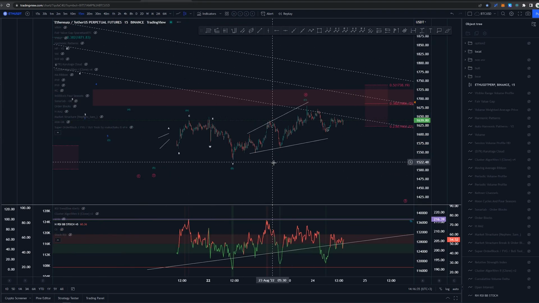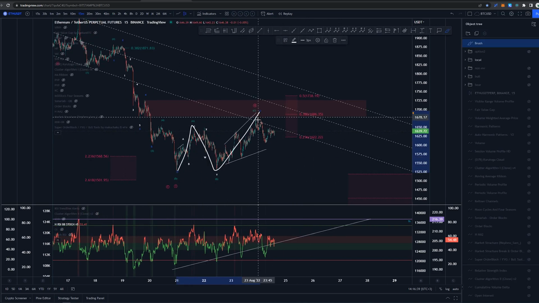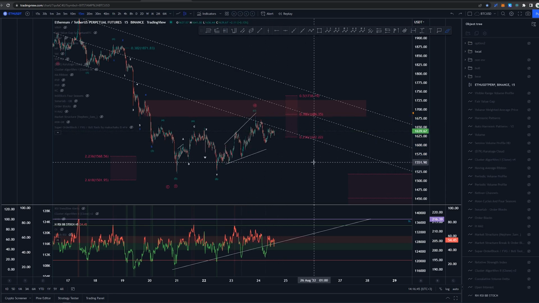Let's go into smaller time frame. Having this as an ABC overall, and this would be a 1, 2, 3, 4, 5. Again, however, these expanding diagonals are rare, so that's why I'm still a bit hesitant to call the wave 4 that it would be in.